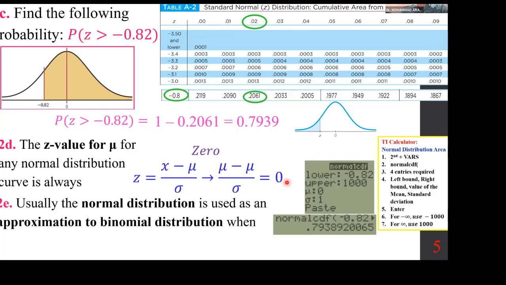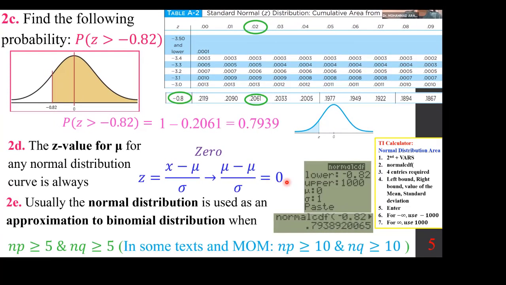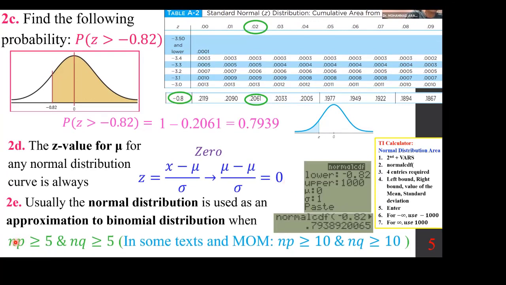Usually the normal distribution is used as an approximation to binomial distribution if np and nq, the product of np and nq, are both large. How large is good enough? In some texts you see 5, in others you see 10, and in most of the time they use 10.